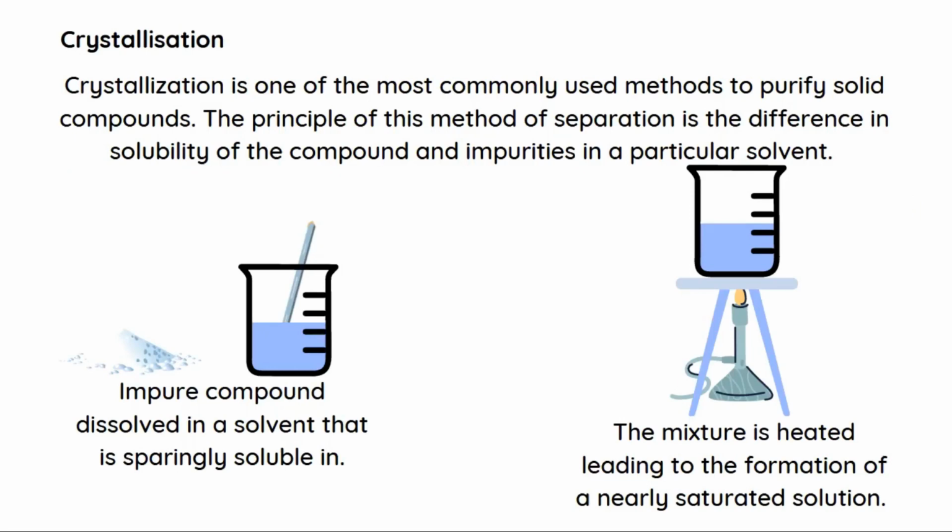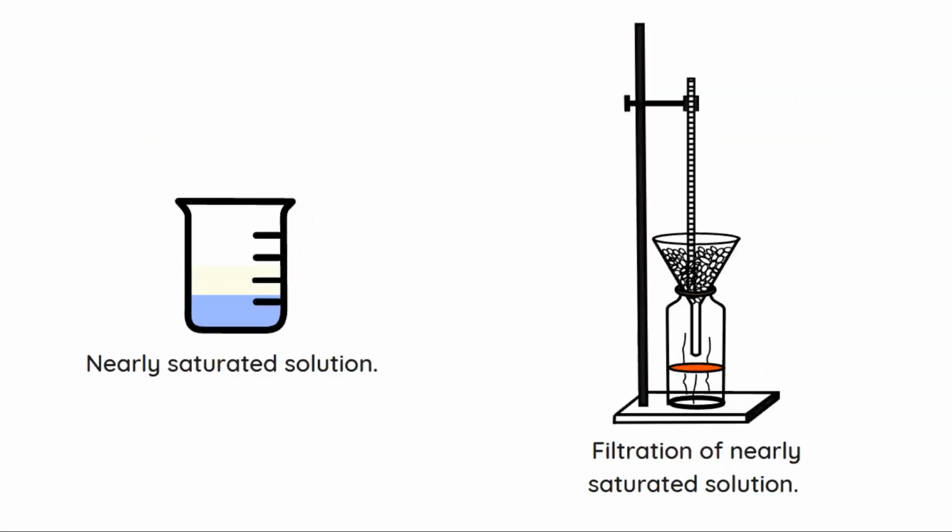So we are making sure that the impurities are soluble in the solvent, and the compound is not that soluble. This will make sure that we're able to separate the substance from its impurities. An example can be crystallization of sugar or various salts.